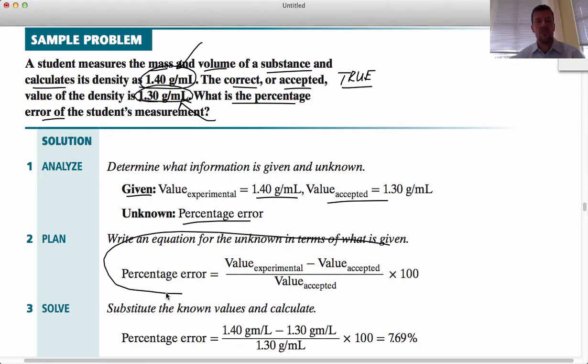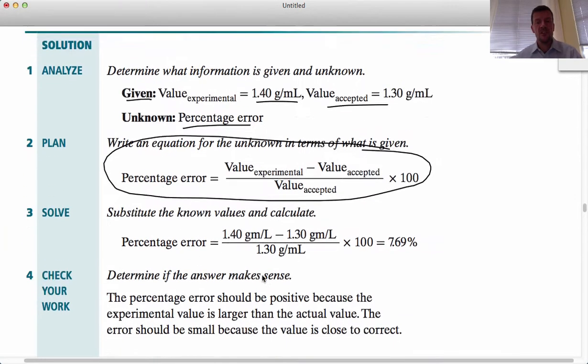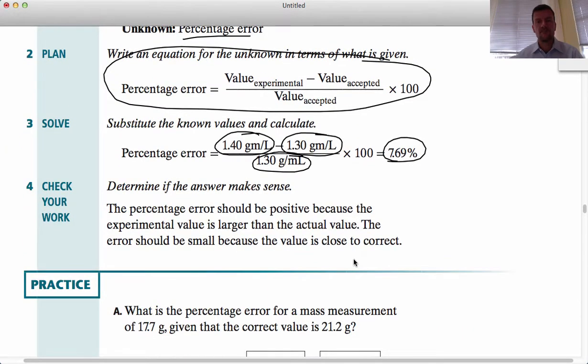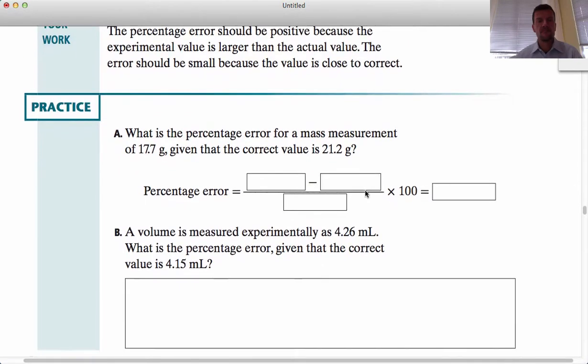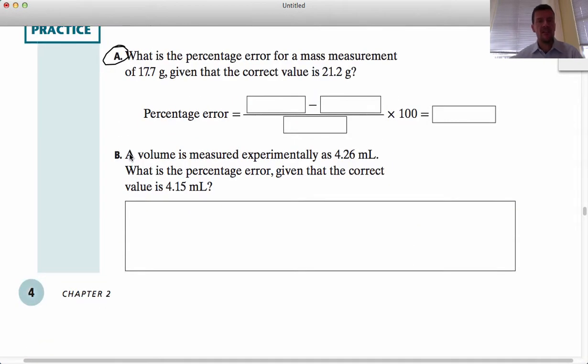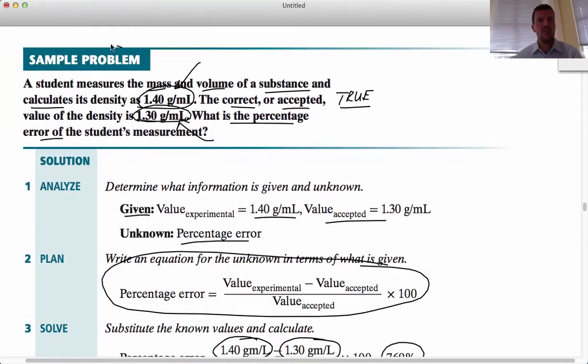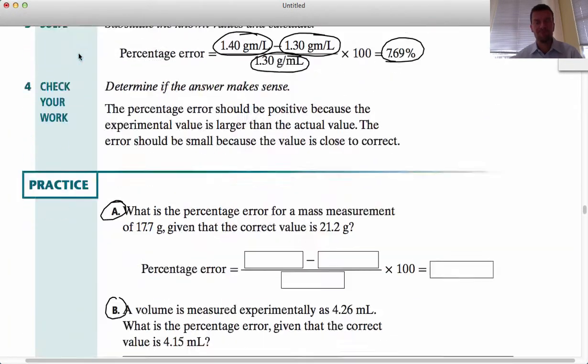So using our formula right here, plug in our numbers. This is the student's measured value. This is the true value, the actual measurement, what it should be, divided by that accepted or true value, multiplied by 100, and they get 7.69. Okay? So they're off by less than 10%. That's not too bad. Okay? Not too bad. You can now do A and you can do B using the example up here as a sample.